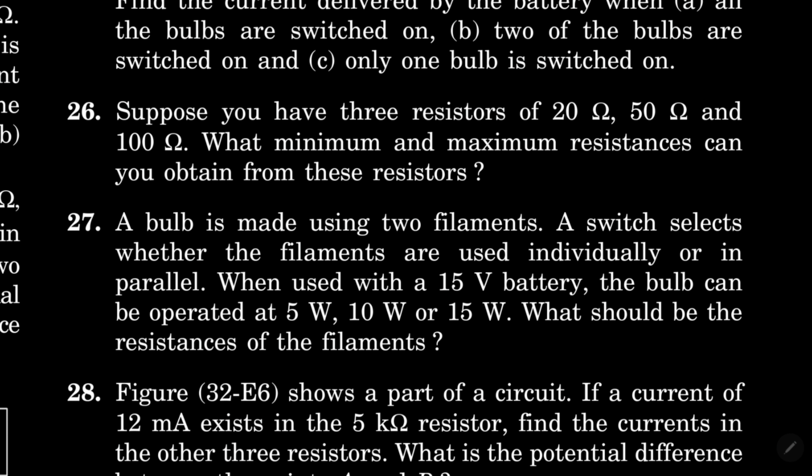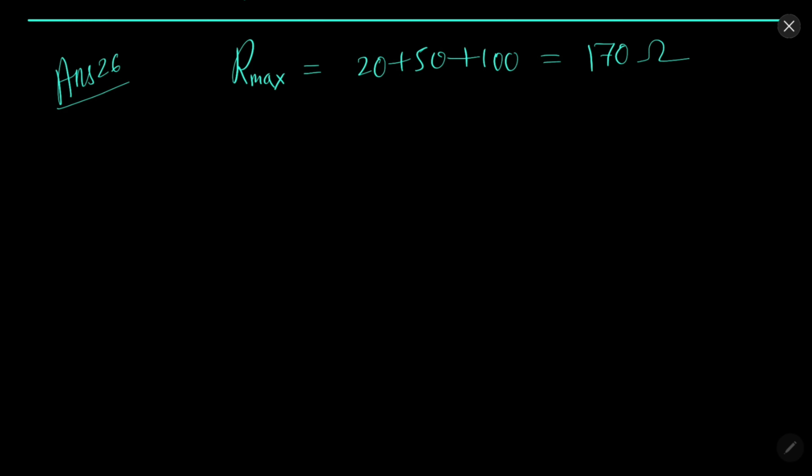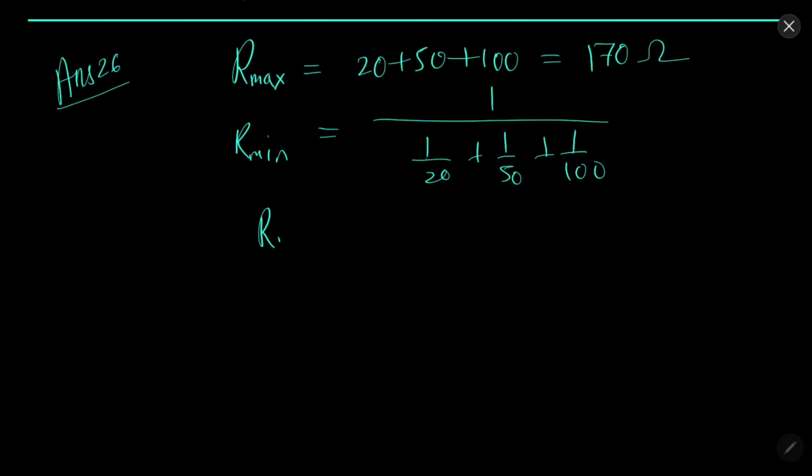In 26, what minimum and maximum resistances can you obtain? Solution 26. So for minimum put in parallel, for maximum put in series. So maximum resistance when we put in series, 20 plus 50 plus 100, 170 ohms, and for minimum put in parallel, so it will be 1 over 1 by 20 plus 1 by 50 plus 1 by 100. After simplification we will obtain 12.5 ohms.